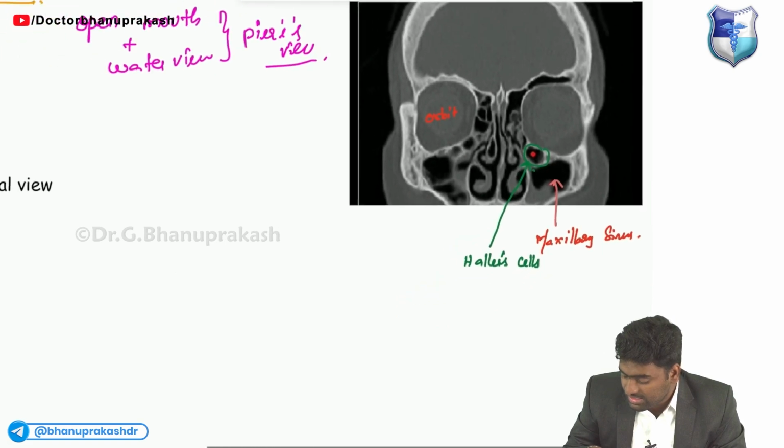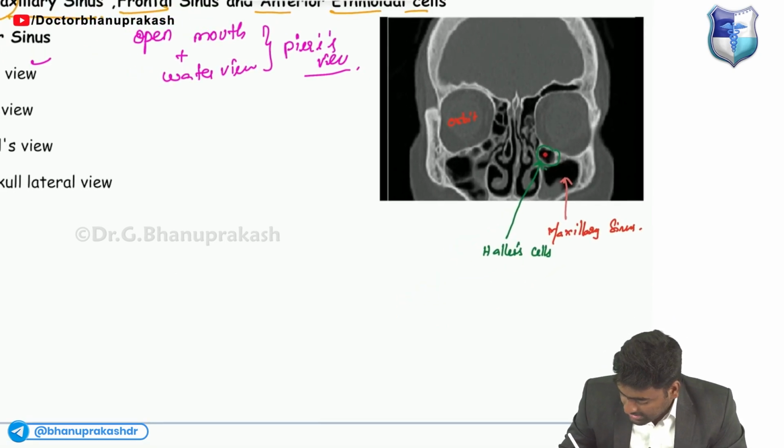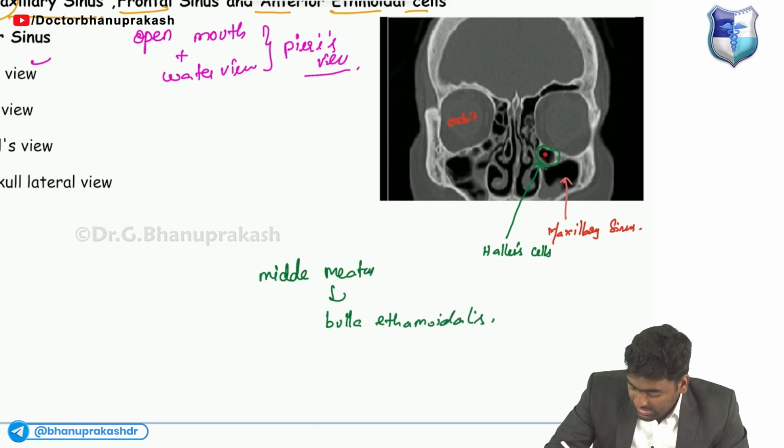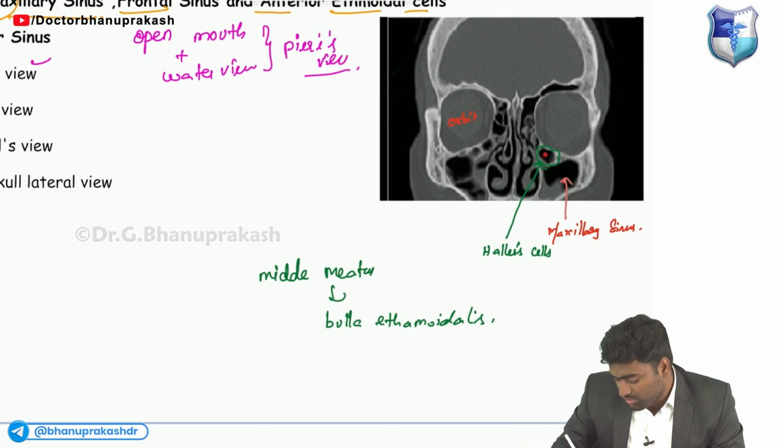If it is in this bulla, if it is on the middle meatus, it is what? It is the bulla ethmoidalis.